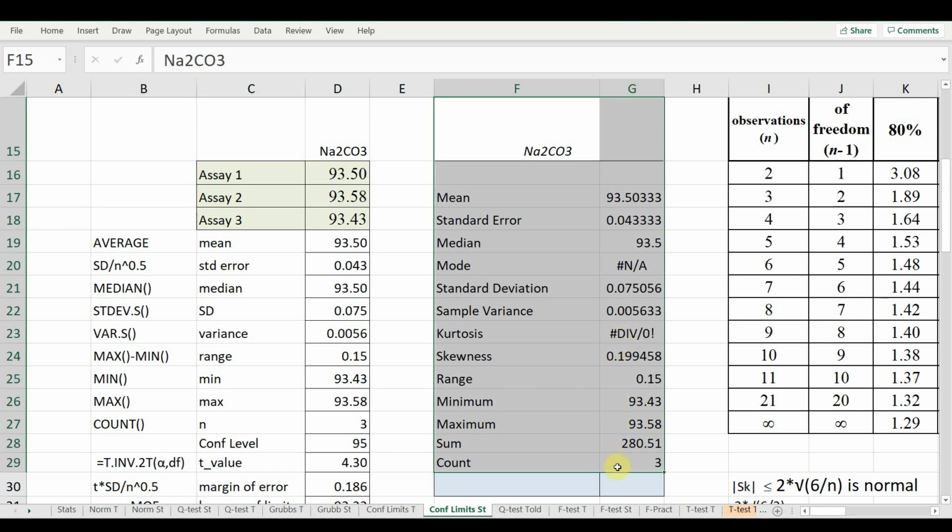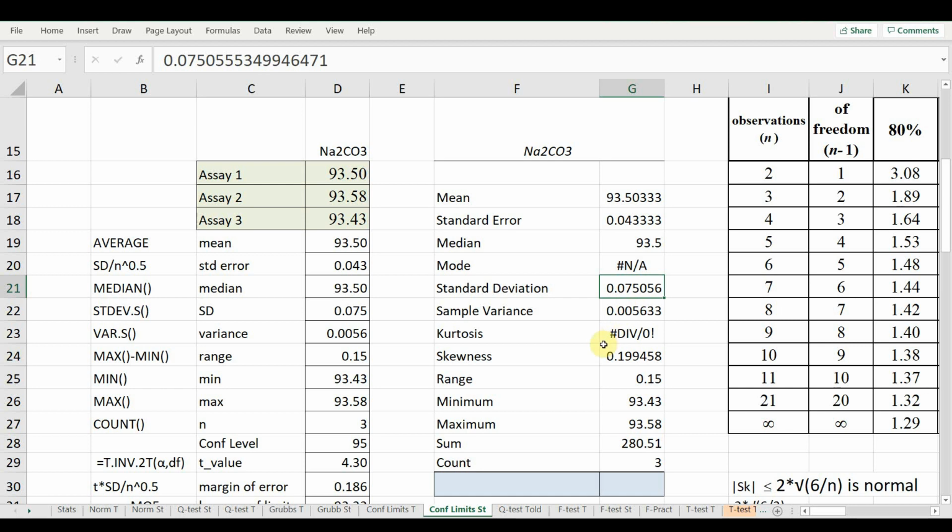So the question would arise, well, what would I report for my answer? Do I report 93.50333? How many decimal points do I report? So here's the rule. You're allowed to report 1 sig fig in your standard deviation because a standard deviation is an estimate. So you want to reduce this to 1 sig fig.